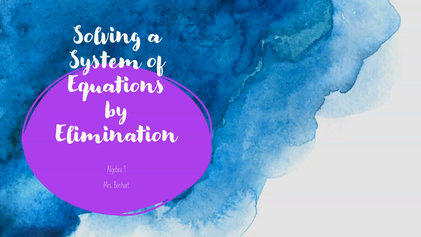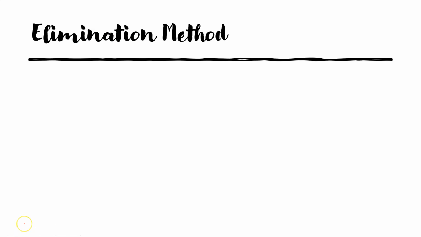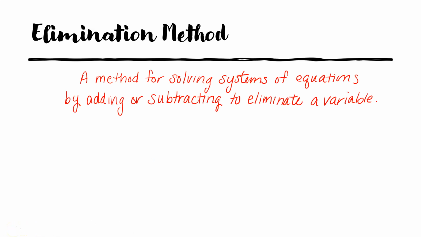Okay, today I'm going to teach you another method to solve a system of equations. It's called elimination. So that word means you want to eliminate one of the variables and solve for another. So again, the elimination method is a method for solving systems of equations by adding or subtracting to eliminate a variable. So you're going to stack these like an old-fashioned addition or subtraction problem.